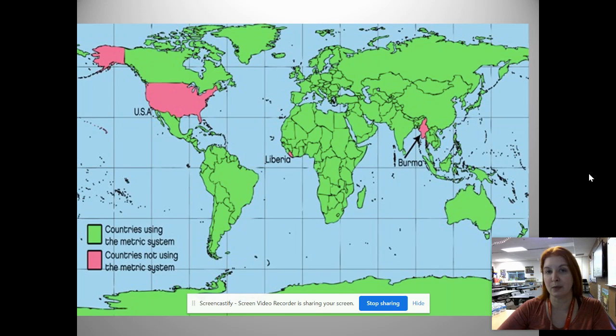This is science, so we live in the metric world. You can see on this beautiful map, all of the green is everywhere that uses the metric system, and all of the pink is who does not use the metric system or uses the imperial system. So we're kind of behind. We need to get caught up with the rest of the world. So science uses the metric system. We'll be using the metric system.